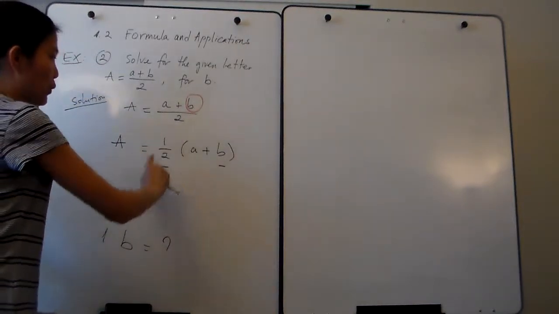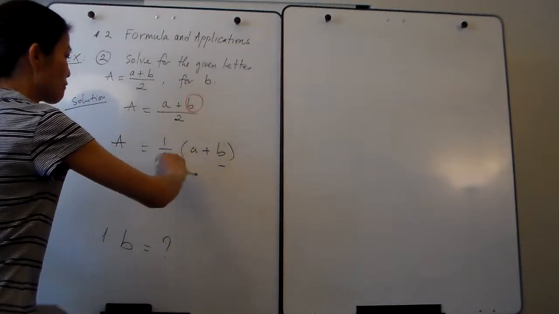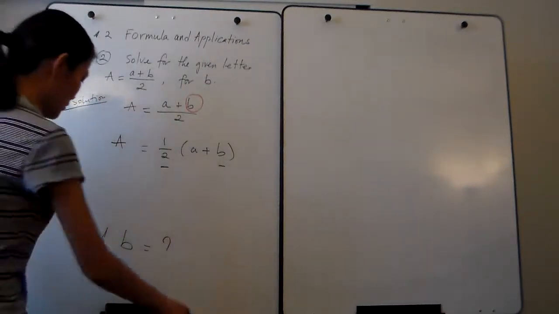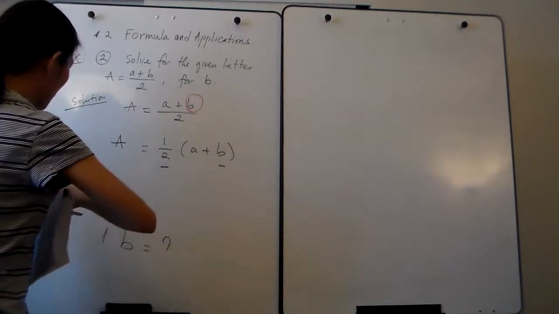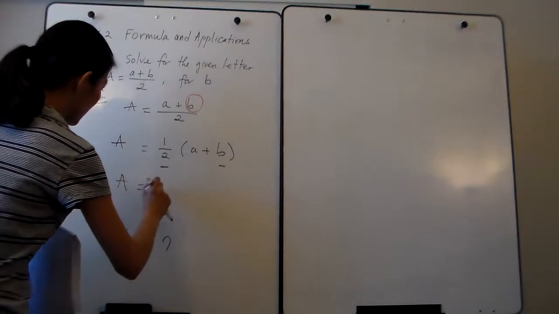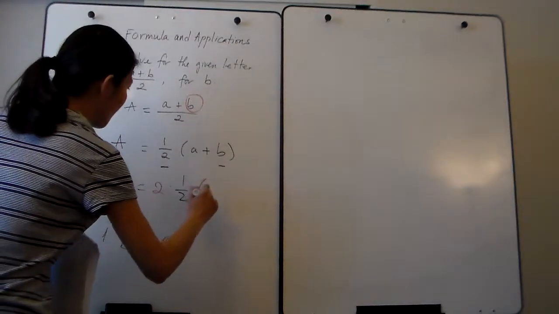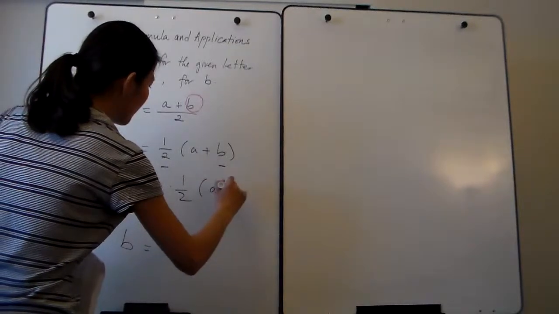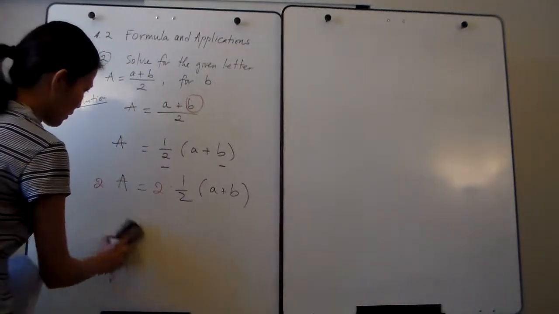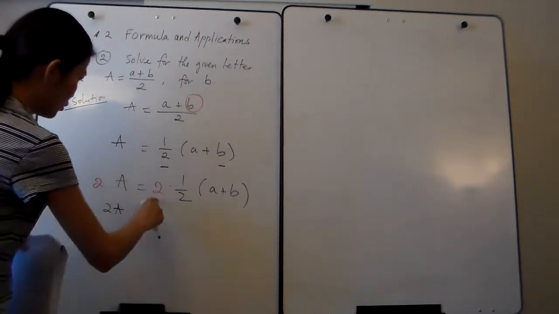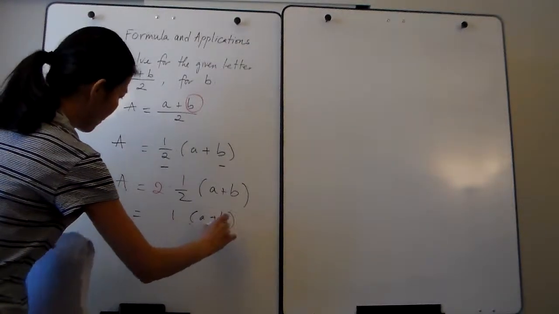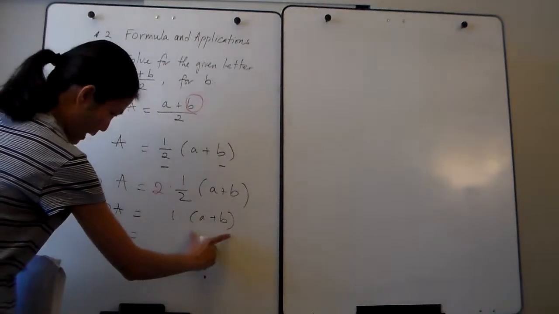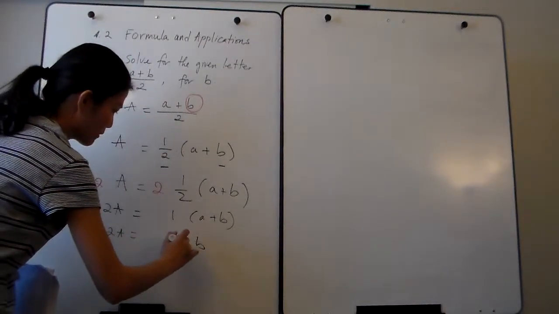So that means we want to change this coefficient 1/2 to 1. So 1/2 times what is 1? 2. So we can multiply 2 on both sides. 2 times 1/2 times a plus b. So simplifying, we have 2a. 2 times 1/2 is 1 times a plus b. We're almost there. Simplify again, we have 2a. 1 times anything is that anything. So a plus b, you can drop the parentheses.